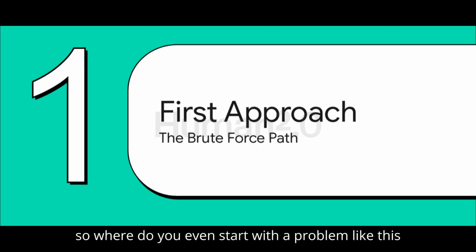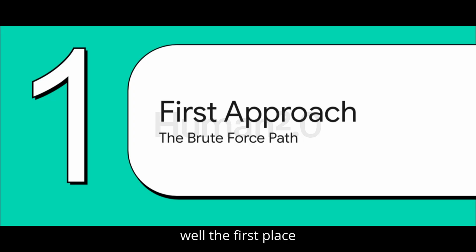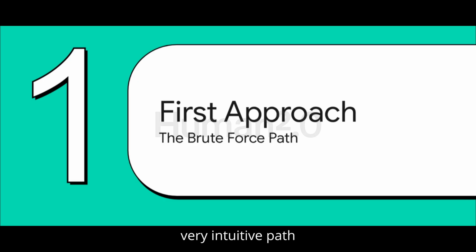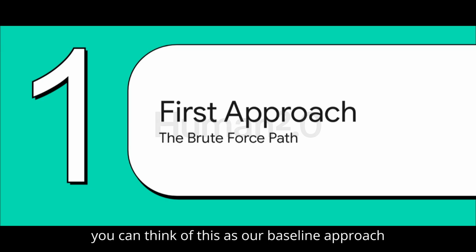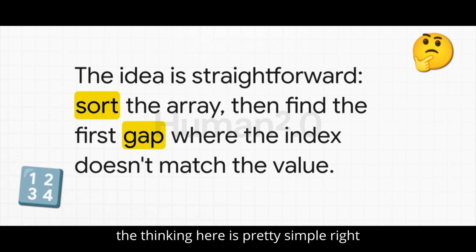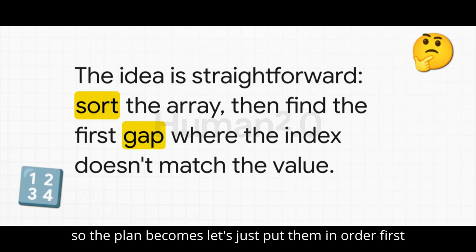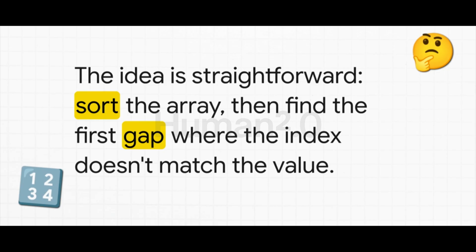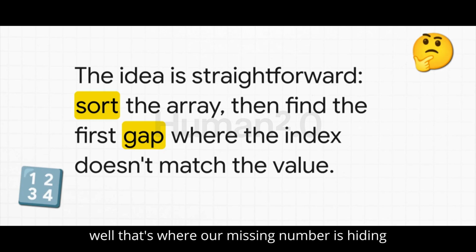So where do you even start with a problem like this? Well, the first place most of our minds go is down a very logical, very intuitive path. You can think of this as our baseline approach, the brute force way to get it done. It might not be the fanciest solution in the box, but you know what? It works. The thinking here is pretty simple, right? If all the numbers were in perfect order, the missing one would stick out like a sore thumb. It would create an obvious gap. So the plan becomes, let's just put them in order first. If we sort the array, we should see the number 0 at index 0, the number 1 at index 1, and so on. The very first spot where that pattern breaks, well, that's where our missing number is hiding.